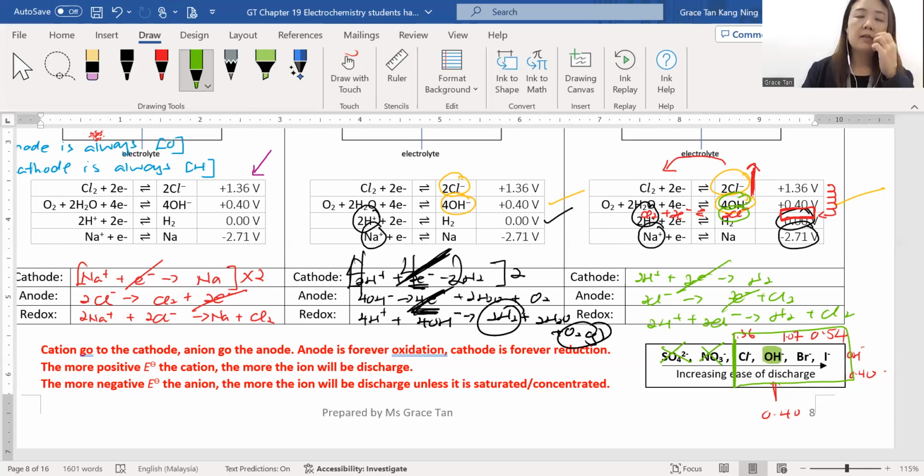But yes, you still need to hold to your principle where the anion with the more negative E value will be discharged, but you just need to take note that if there's a higher concentration, the higher concentration anion would normally be discharged due to the Le Chatelier principle to counteract the high concentration. And before I end, please remember those four ions: chloride, hydroxide, bromide, iodide, in increasing ease of discharge at the anode.